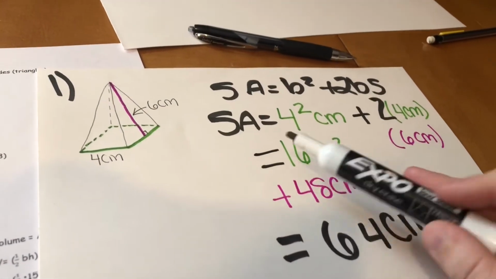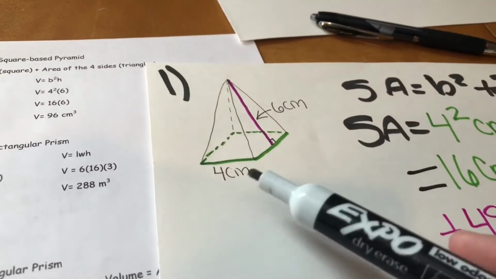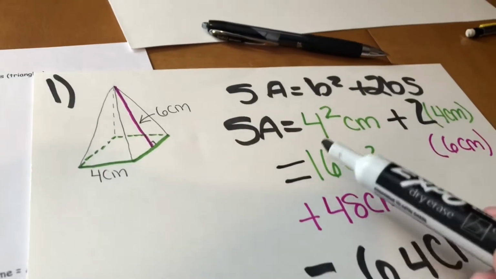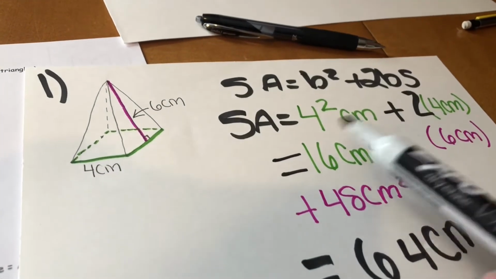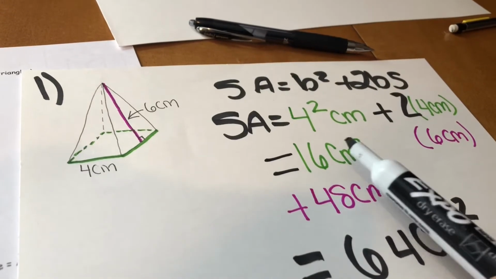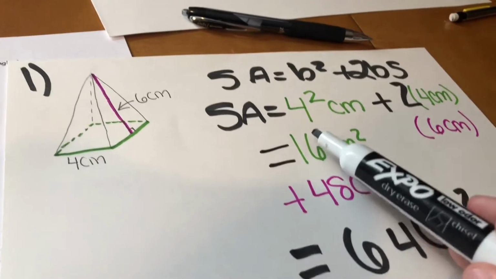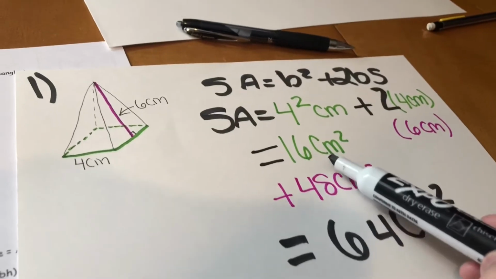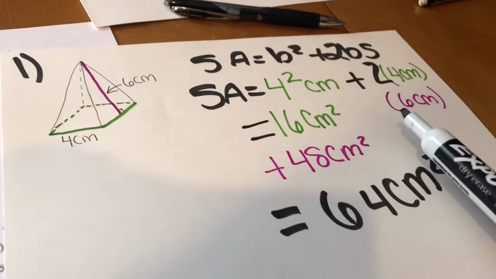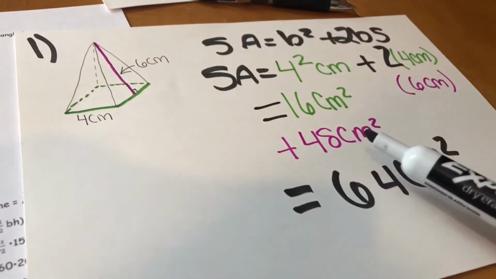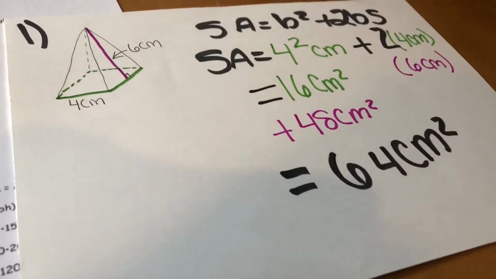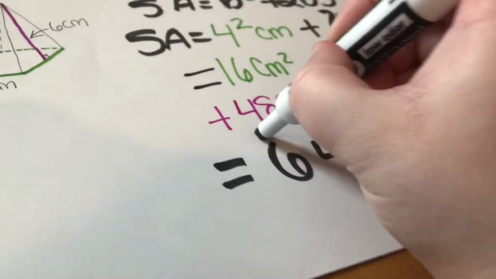So you just take your numbers that you have from the figure, plug it into your formula, and then add like terms. So you'll add your numbers together. And don't forget, centimeter times centimeter is centimeters squared. Since that is 4 centimeters and that whole thing is squared, it would be 16 centimeters squared. And then 2 times 4 centimeters times 6 centimeters would give me 48 centimeters squared. We add those two numbers together, you end up with 64 centimeters squared as your answer.